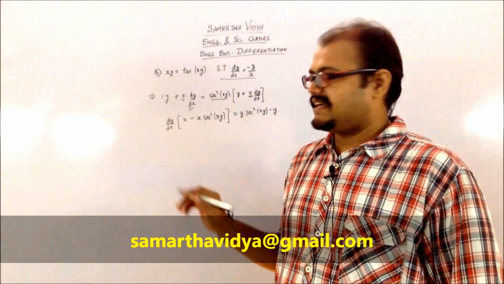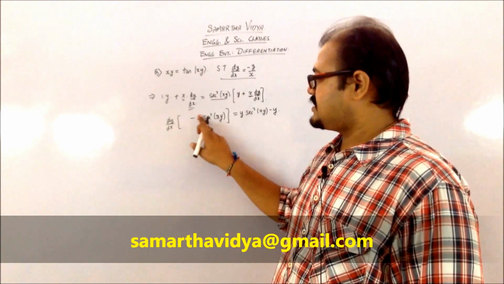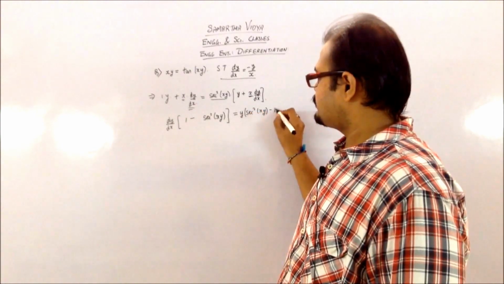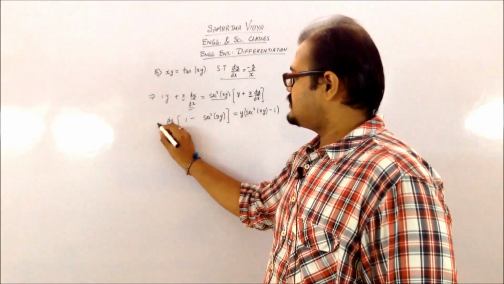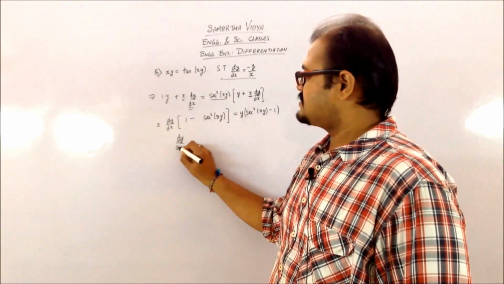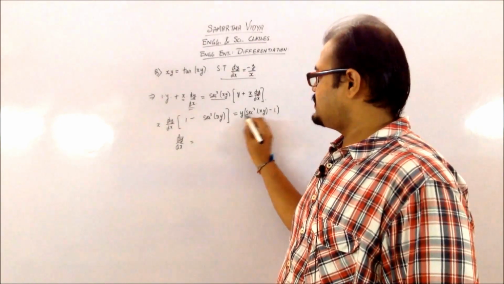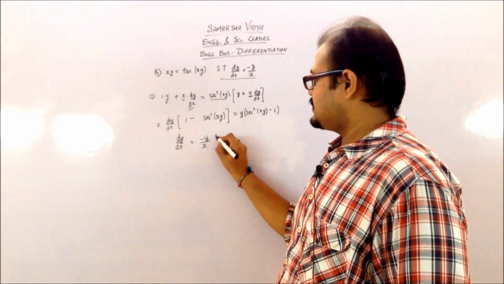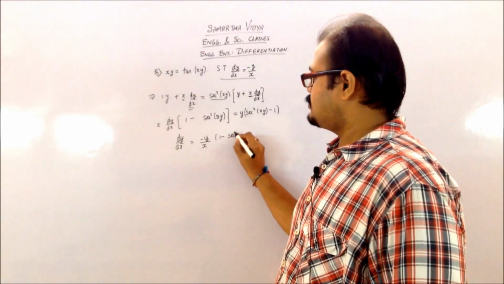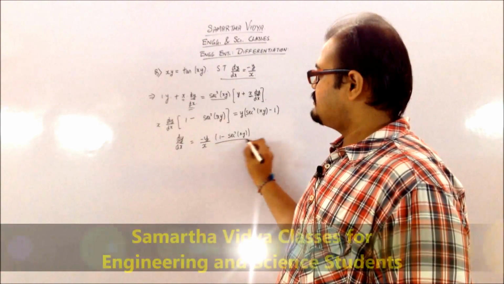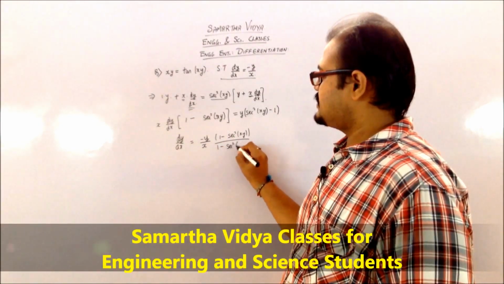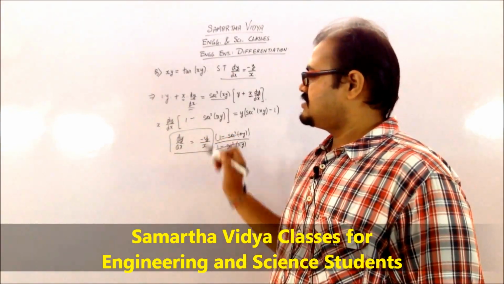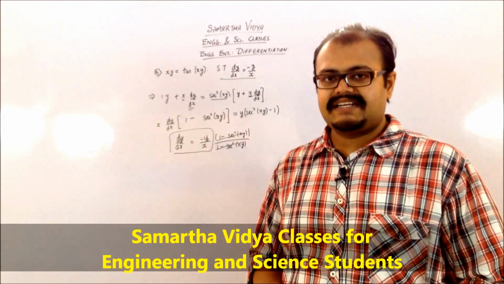Now you can take x common from here, so that will become 1 minus sec square xy, and you can take y common from here. So dy by dx is going to be nothing but, if you take the minus sign common, minus y upon x, into 1 minus sec square xy, divided by 1 minus sec square xy, which gets cancelled, and you get the required result, that is dy by dx is minus y by x.